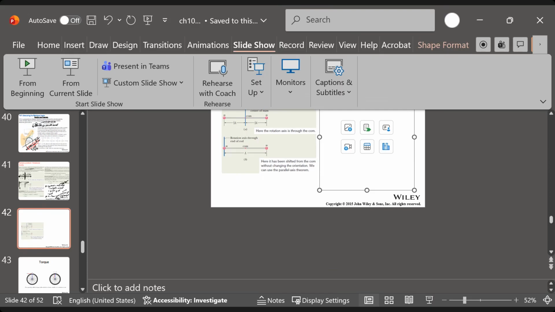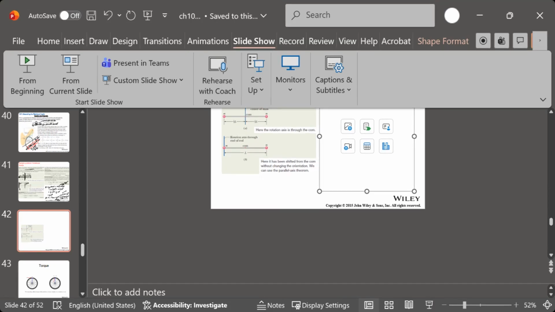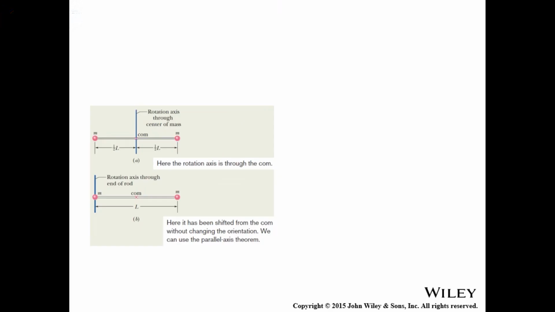So again, what does the parallel axis theorem tell me? It tells me if I have a rotation around an axis, and this axis is not in the table, and I cannot find it by sigma m r squared, then I can use this theorem. I find the rotational inertia around an axis passing through the center of mass and add that up.